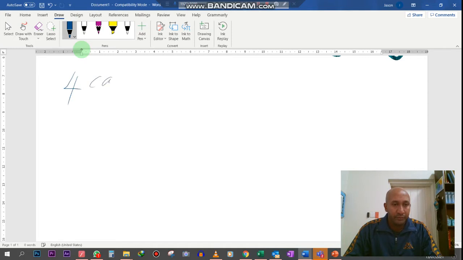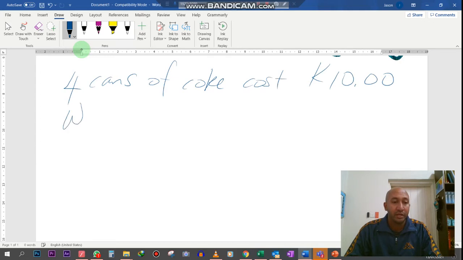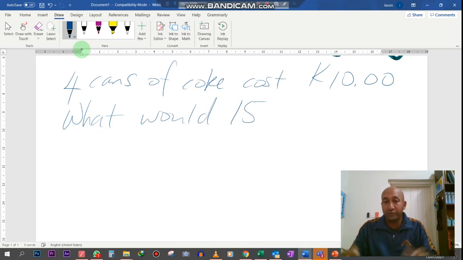4 cans of Coke cost 10 kwacha. I wish they cost 10 kwacha, but they don't. What would, let's say, even 15 or 20 or 50, doesn't really matter. What would 15 cans cost?